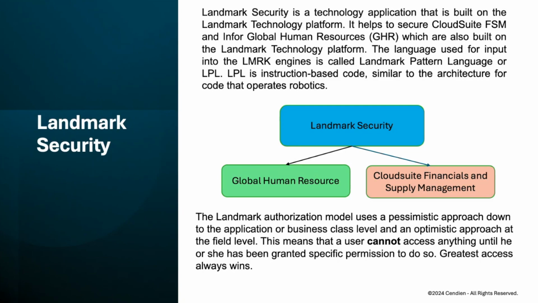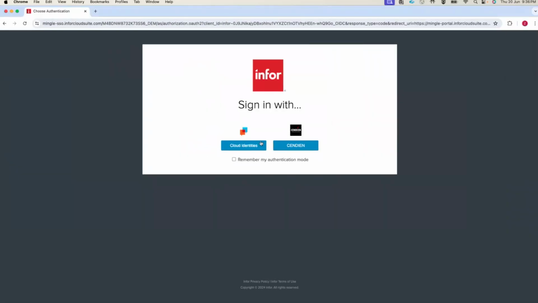The Landmark authorization model uses the pessimistic approach. What is the pessimistic approach? That means a user cannot access anything until he or she has been granted a specific permission. Also, the greatest access wins. So let's say you have an actor in Landmark; we call a user an actor. Let's say an actor has two roles, one is viewer and another one is admin. So the admin access wins.